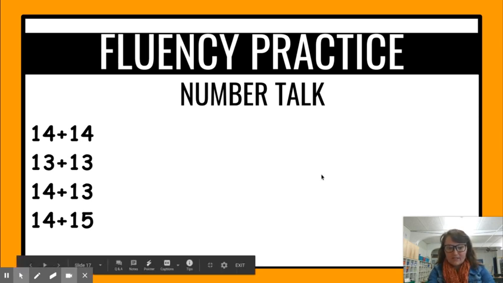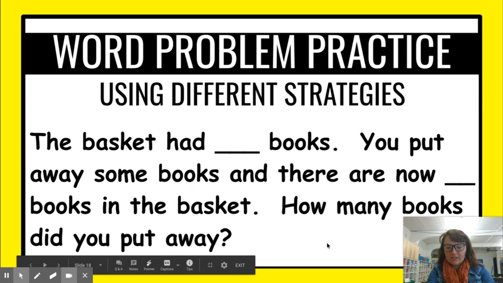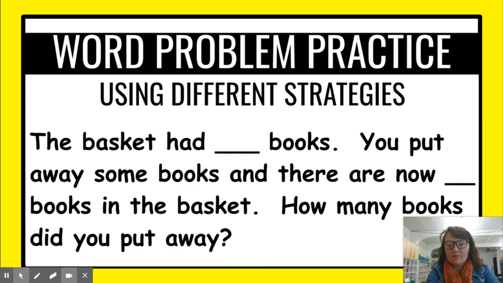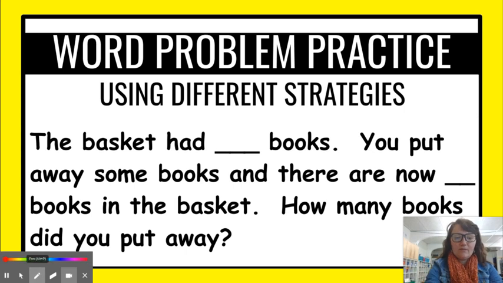All right, next one. We're going to look at a word problem. You can use any strategy that you would like. So let's look at this one. So yours probably has numbers in it, but I'm going to do an example one, and then you can solve that one on your own. So here's my example. So the basket had blank books. You put away some books, and there are now blank books in the basket. How many books did you put away?